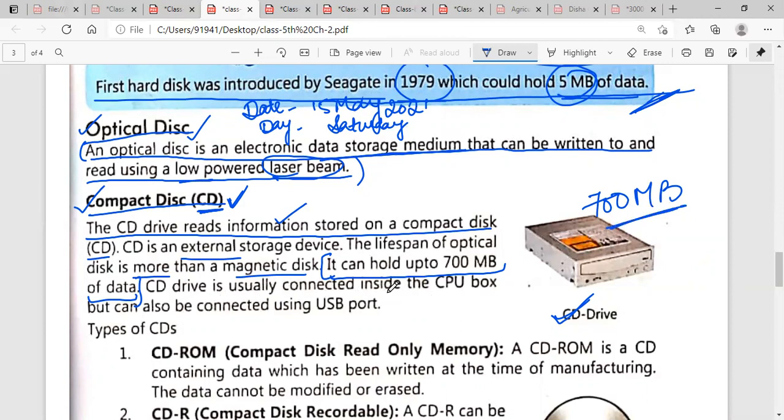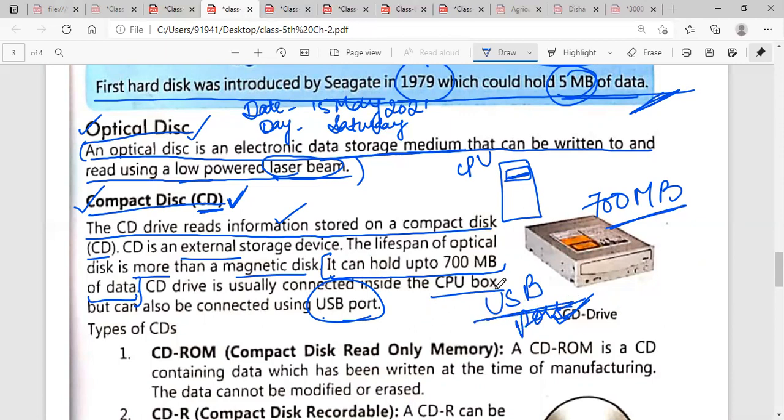A CD drive is usually connected inside the CPU box. Suppose this is your CPU, and here you can find a box, and in that box you can connect your CD drive. But it can also be connected using a USB port. These days, mostly we are using a USB port. What is the full form of USB? Universal Serial Bus.